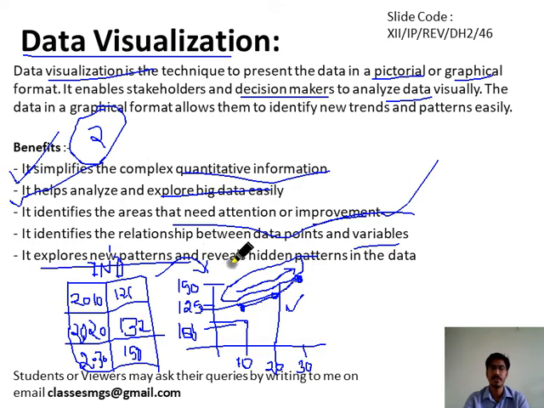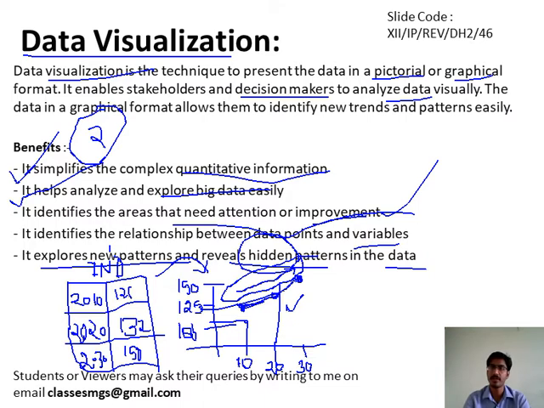It explores the hidden patterns in the data. Let's suppose this graph: if we see the table data, we may not always notice that there are ups and downs in the population, but if we draw it pictorially in a line graph, then we can easily see in which year the population increased and which year it went down. So this way it reveals the hidden patterns in the data.